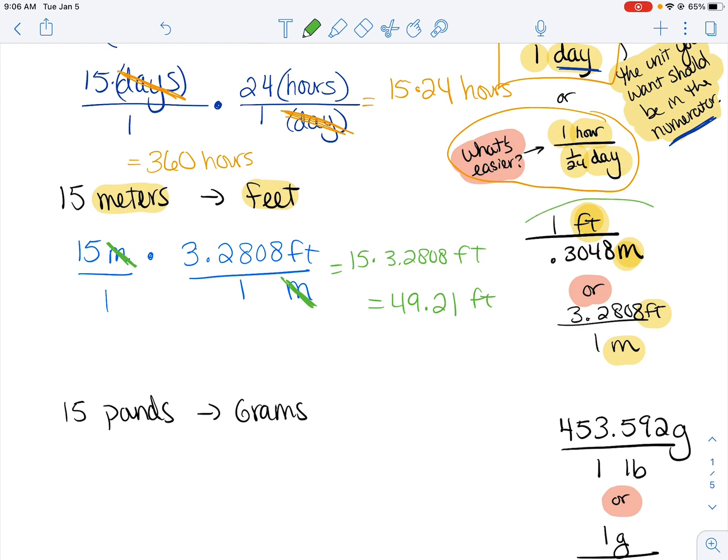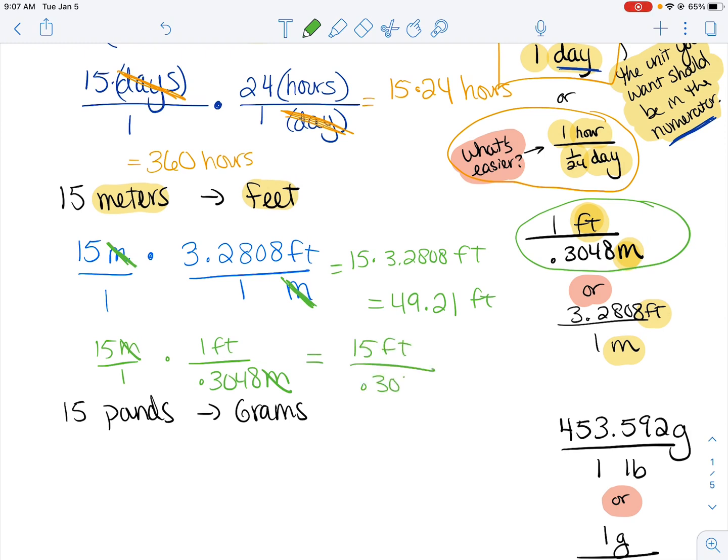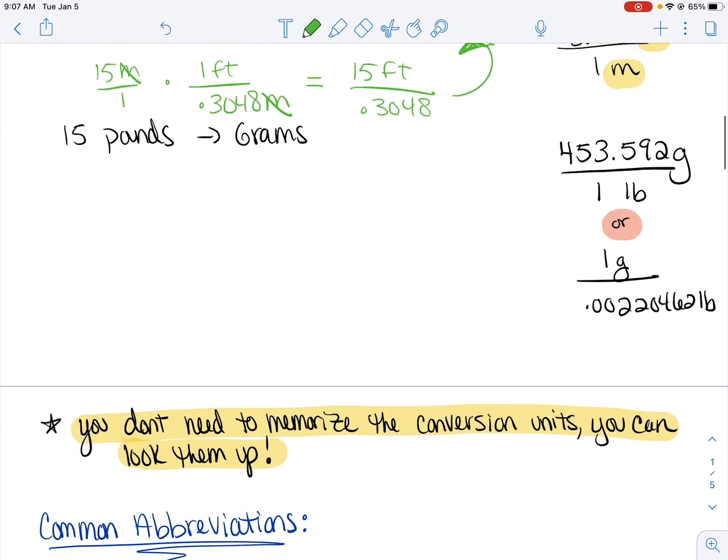Again, if you used the other one up here, it would be 15 meters over 1 times 1 foot over 0.3048 meters. Meters still cancel out. You get 15 feet divided by 0.3048. Doing that division, you should still get the same answer. So you can convert either way.